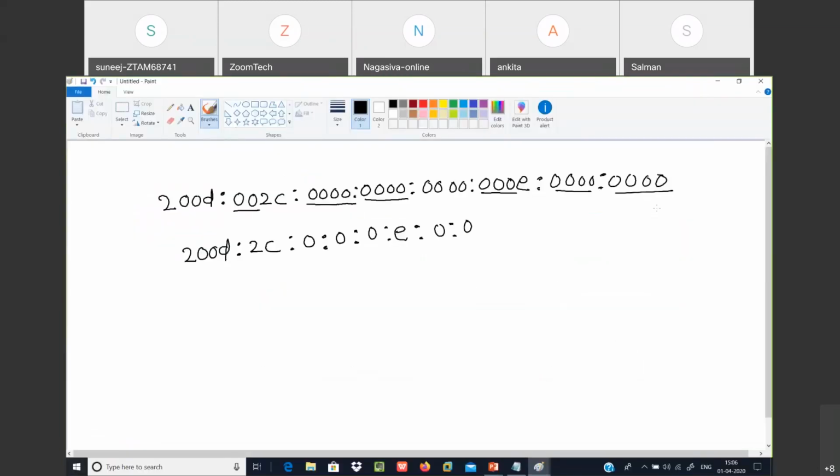So the next rule is multiple fields of zeros. Multiple quartets of zeros are represented with a double colon. There can be two fields or three fields or four fields. Multiple fields are represented with what? Double colon. Double colon indicates multiple quartets of zeros. Now you tell me, guys, how can we represent this IPv6 address now?